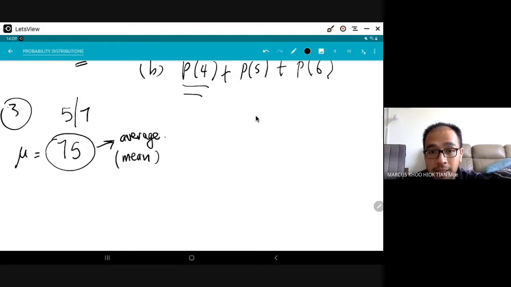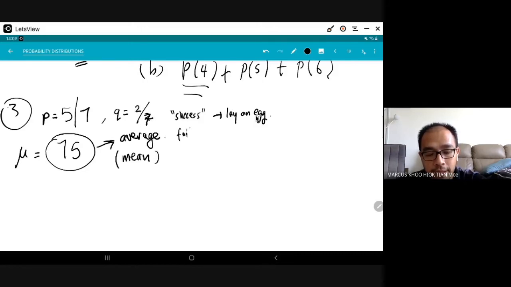5/7. Okay, so is this 5/7 P or Q? You determine it yourself. What is your success event? Success event is lay an egg. That means this is my P. And if 5/7 is my P, my Q will be 2/7. Okay, because my failure event is no egg. Does not lay an egg lah.